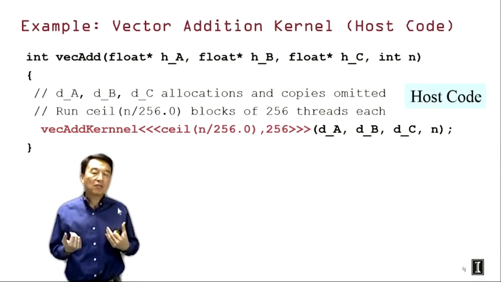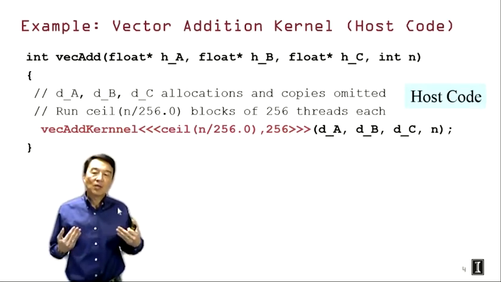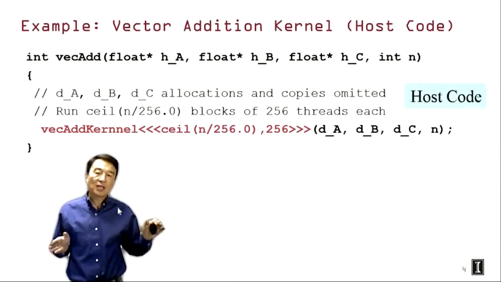The case that is much more complicated is when n is not a multiple of 256. Let's say n is 1,000. When we divide 1,000 by 256, we get 3 point some fraction. And this gives us a situation where we don't have a perfect multiple of 256. So in order to have enough threads to cover 1,000 elements, we actually need to generate 4 thread blocks, so that the 1,024 threads altogether will give sufficient coverage to 1,000 elements. But then we will end up with 24 threads that are extra.